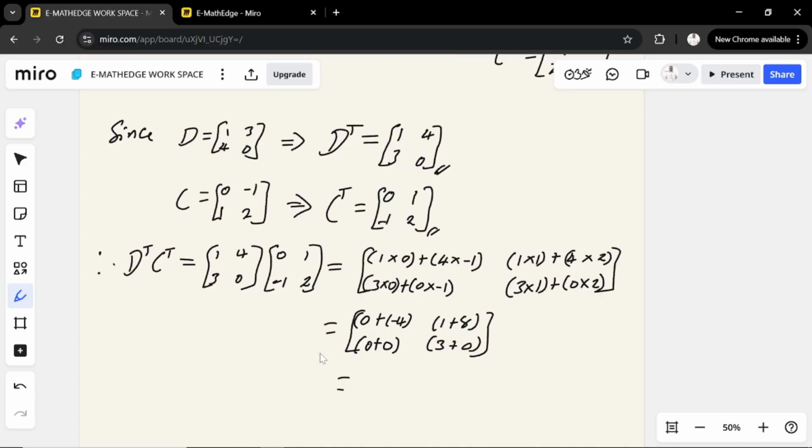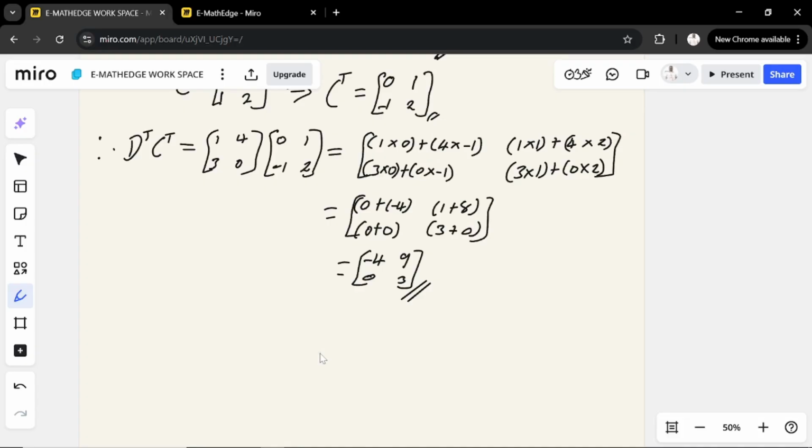So simplifying further, we are going to have 0 minus 4, because positive and negative will give us negative, right? So 0 minus 4 is going to be -4. 1 plus 8 is going to give us 9. And 0 plus 0 is going to give us 0. 3 plus 0 is going to give us 3. So we have this matrix to be the product of D transpose and C transpose.